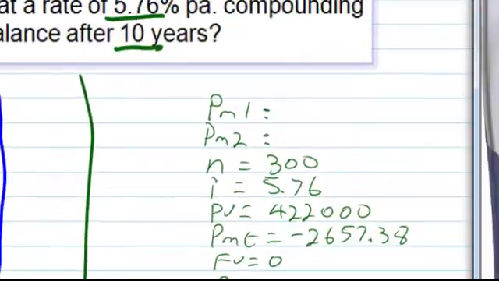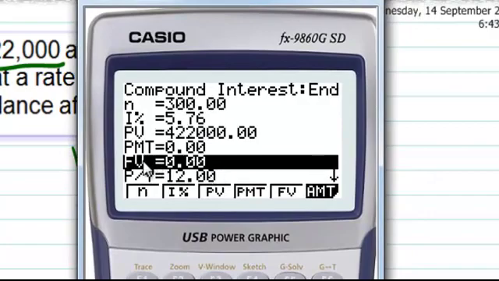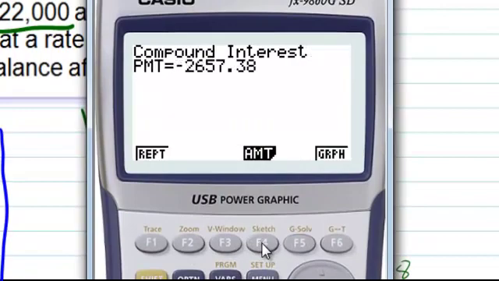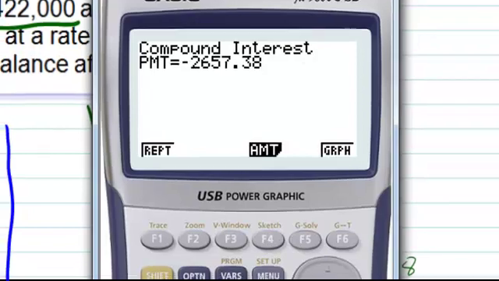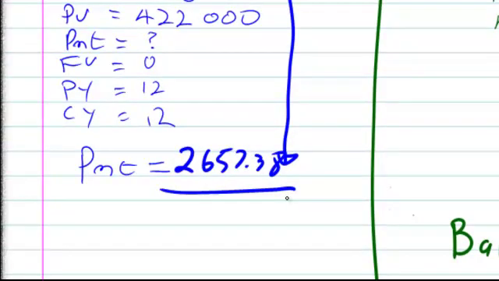So when we come to our calculator, we've entered all the data in there already. We've got all the values. All we're trying to find out now is our payment. So we come down to payment, which is F4. If you hit F4, our payment becomes 2657.38. Okay, so it's good to write it down: 2657.38. So we've got to be paying back that much per month.